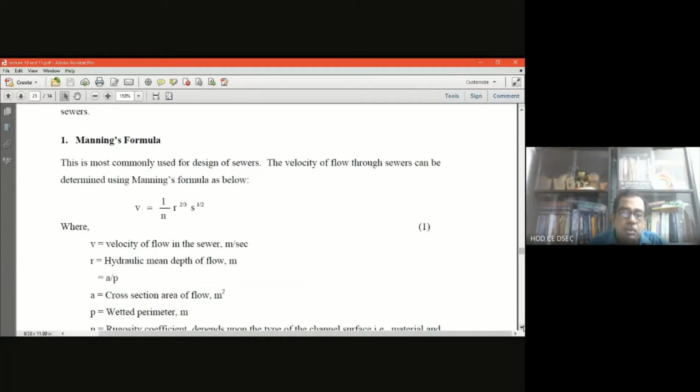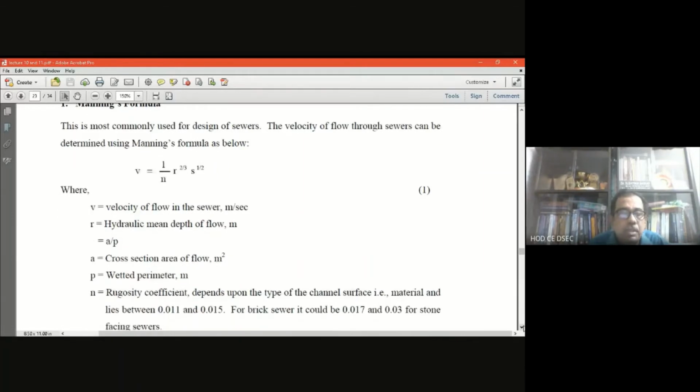Suppose if the pipe flows full, then pi d is the full perimeter. If the pipe flows half, then pi d by 2 is the wetted perimeter. That means the surface in contact with the water, the wetted perimeter, has to be taken into consideration while calculating the hydraulic mean depth. The formula, area by wetted perimeter, is a very important parameter used in every formula for calculating the velocity in the sewer. Here A is the cross-section area of the flow, not the cross-section area of the pipe. That means if it is a full flow, then it is pi d square by 4.